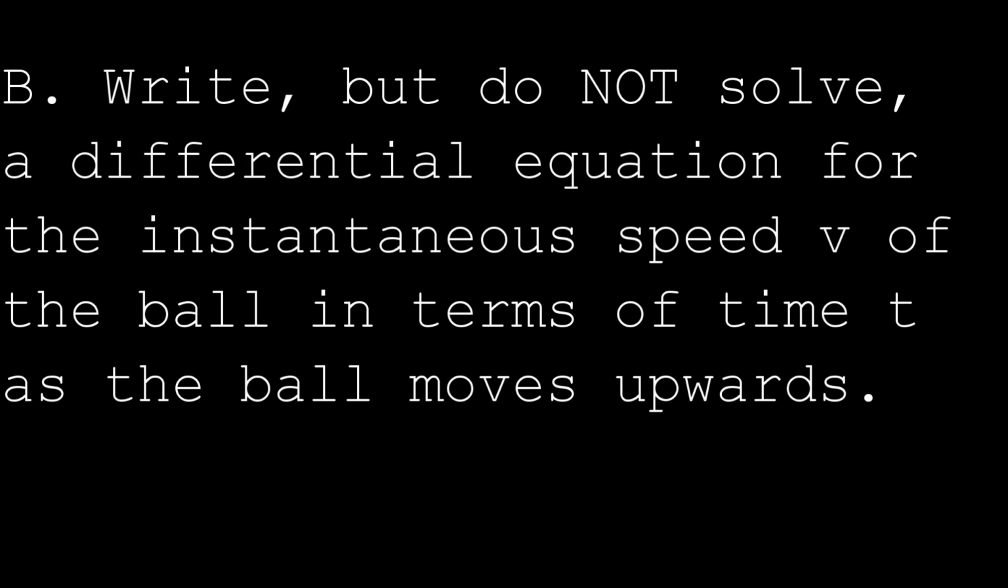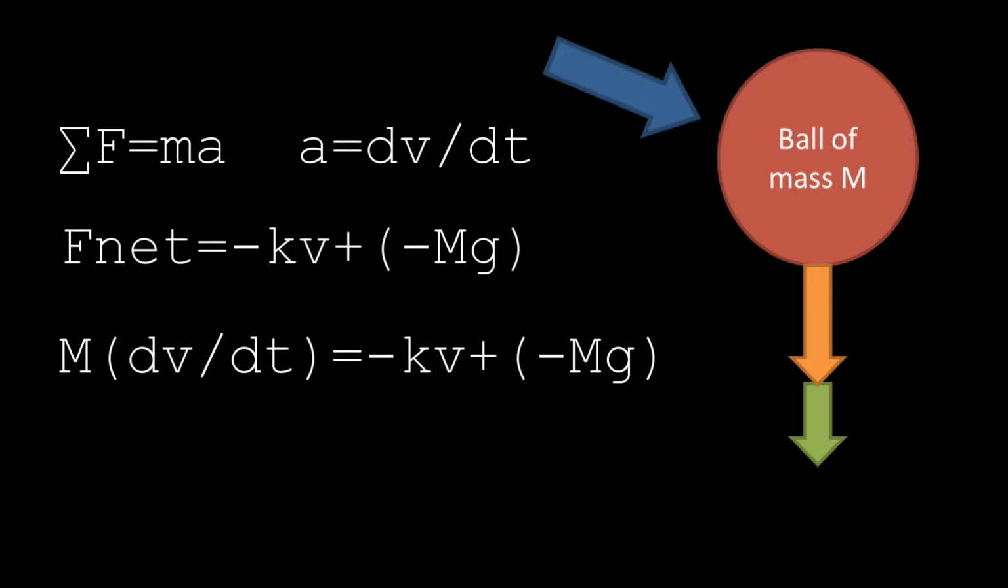Moving on to part B, it asks us to write but not solve a differential equation for the instantaneous speed v of the ball in terms of time t as the ball moves upward. What we want to remember here is that kV will remain negative as well as mg because as the ball is moving upwards, both forces are acting in the opposite direction of motion, as we have seen in earlier examples. So we're going to pull up the diagram from earlier as a reminder, as mg and kV are both acting in the negative direction.